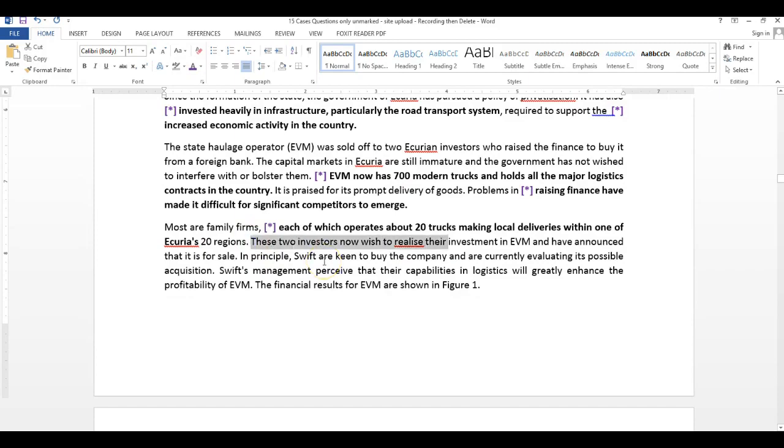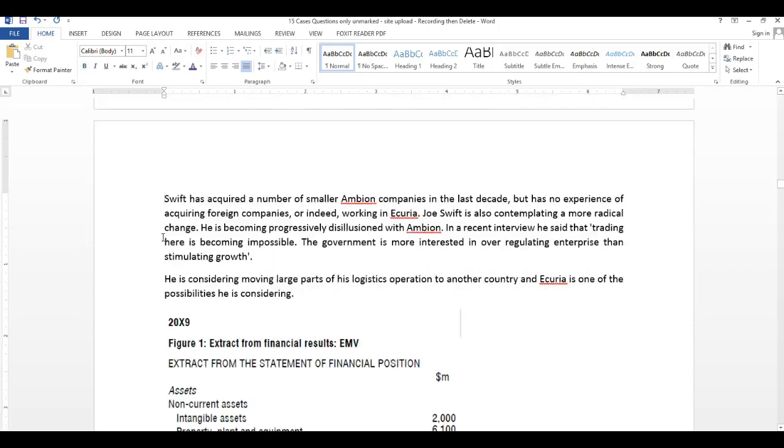These two investors now wish to realize their investment in EVM and have announced that it is for sale. In principle, Swift are keen to buy the company and are currently evaluating its possibility as an acquisition target. Swift's management perceive that their capabilities in logistics will greatly enhance the profitability of EVM. So that's what they feel, and we mark it as an important point. Swift has acquired a number of smaller companies in the last decade, but has no experience of acquiring a foreign company. So this is another valid point.